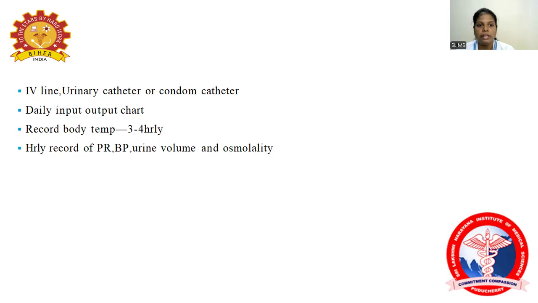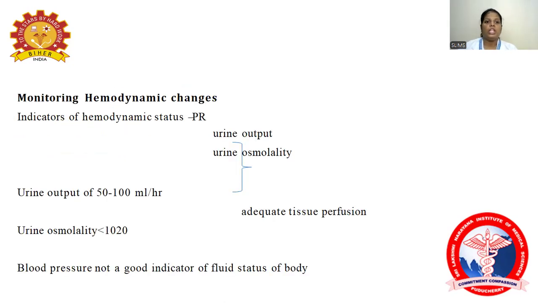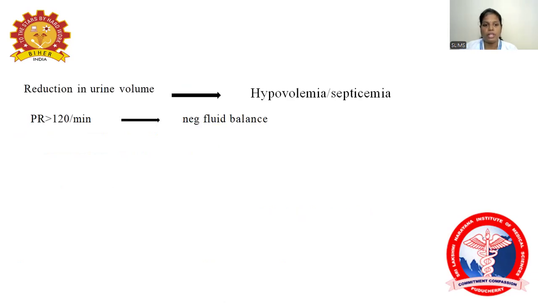Daily input and output chart, record body temperature, fourth hourly record of BP, pulse rate, urine volume, osmolality, which I mentioned previously. So monitoring hemodynamic changes, indicators of hemodynamic status: pulse rate, urine output and urine osmolality. Urine output of 50 to 100 ml per hour means adequate tissue perfusion, urine osmolality less than 1020. Blood pressure is not a good indicator of fluid status of the body. Reduction in urine volume results in hypovolemia or septicemia, pulse rate more than 120 per minute means negative fluid balance.